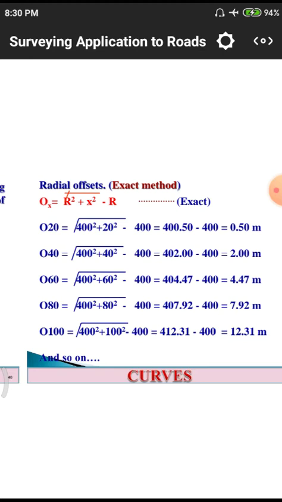After that, O40 equals 2 meters, O60 equals 4.47 meters, O80 equals 7.92 meters, O100 equals 12.31 meters. Likewise, we need to continue this process until the middle portion of the curve. Why? Because here the total length of the curve equals 400 meters, so we have to take it up to O200.